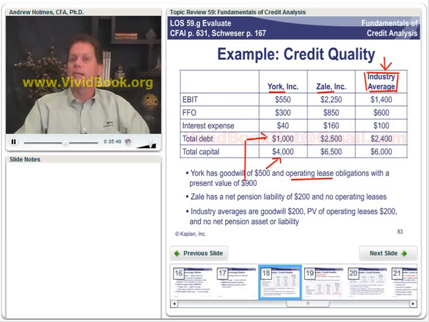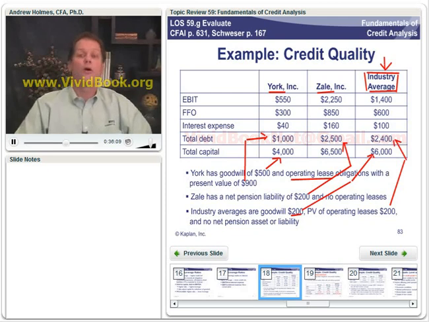So Zale has a net pension liability of $200. We're going to assume this is one that's not on the balance sheet, so that ought to impact the debt that Zale has. They have no operating leases, so we don't have to worry about that. And then the industry, on average, has $200 in goodwill, so we can subtract it from total capital there. Present value of operating leases of $200. Again, these are operating leases, so we're going to go back up here and adjust our debt for that $200.